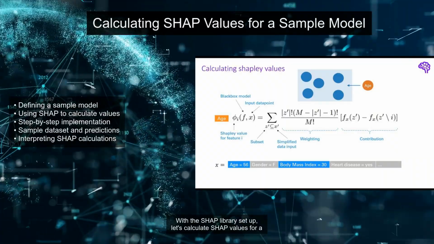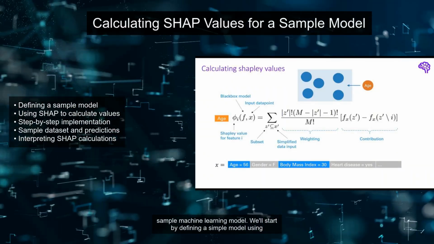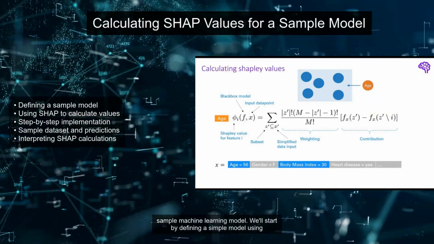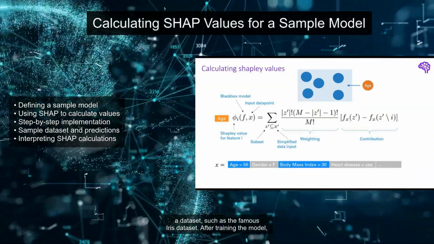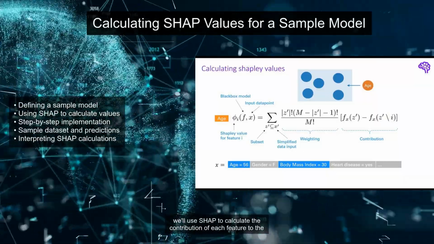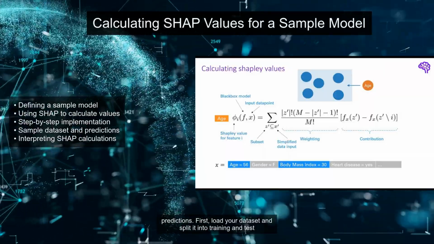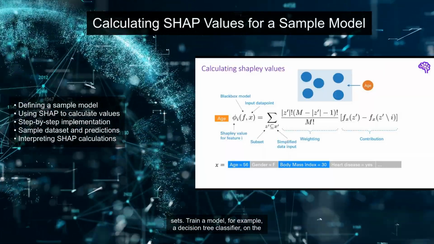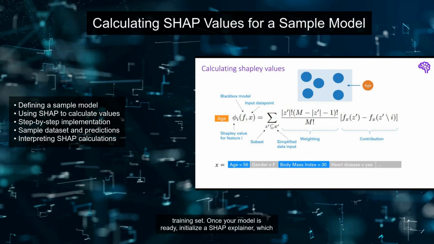With the SHAP library set up, let's calculate SHAP values for a sample machine learning model. We'll start by defining a simple model using a dataset, such as the famous iris dataset. After training the model, we'll use SHAP to calculate the contribution of each feature to the predictions. First, load your dataset and split it into training and test sets. Train a model, for example, a decision tree classifier, on the training set.